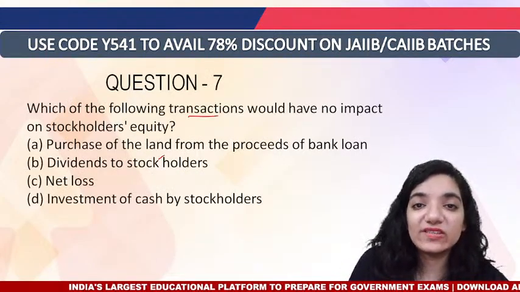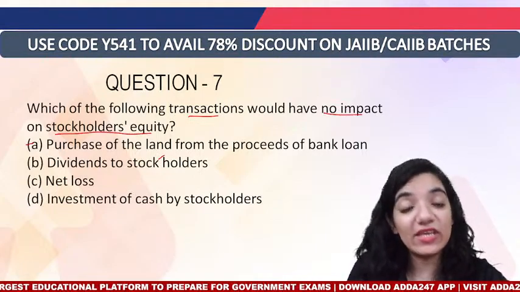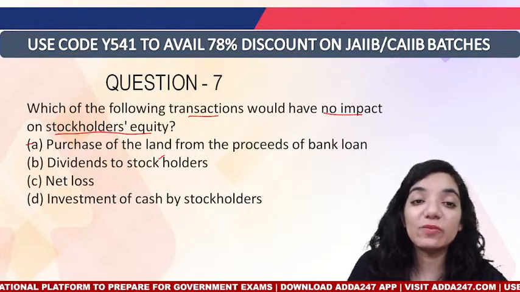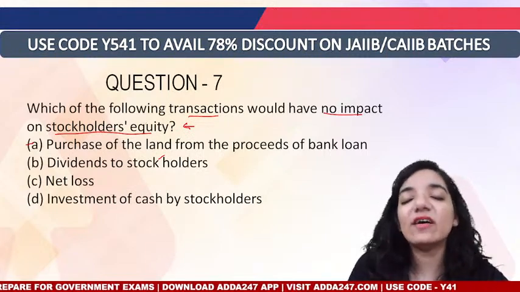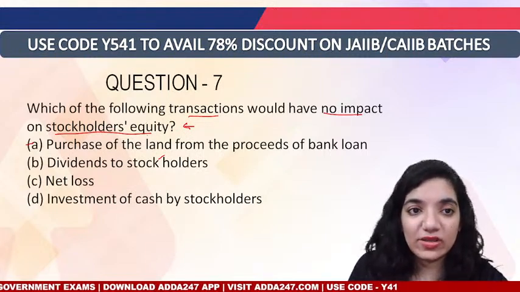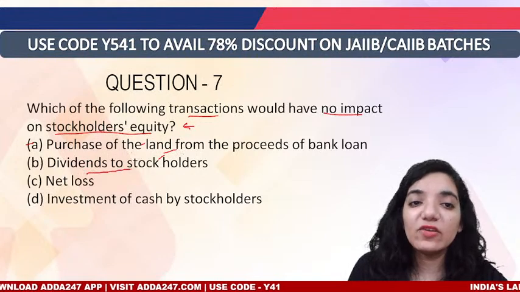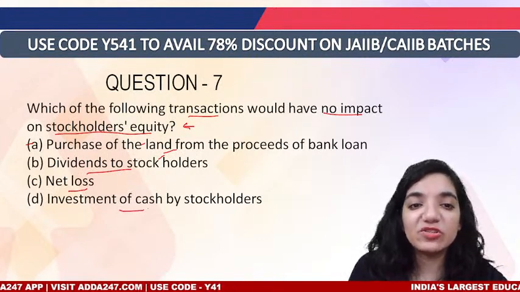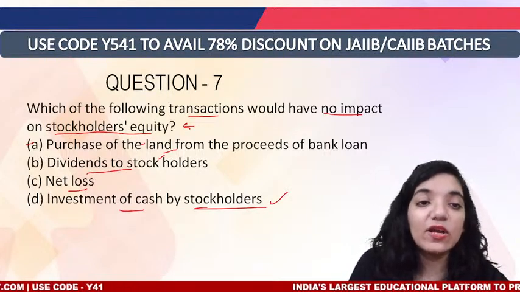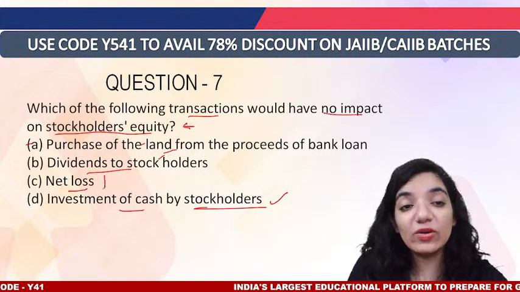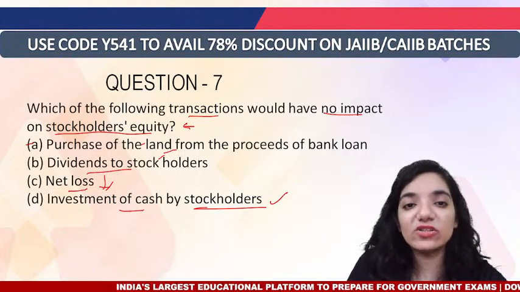Which of the following transactions would have no impact on the stockholders' equity? If we talk about the equity, that is the amount which a particular person invests in the company. That particular amount is equity, the owner's capital in the organization. The options are purchase of land from the proceeds of the bank loan, dividends to stockholders, net loss, or investment of cash by stockholders. Investment is basically going to increase the equity. If there is a loss, then the equity will decrease. Dividends will also change it.